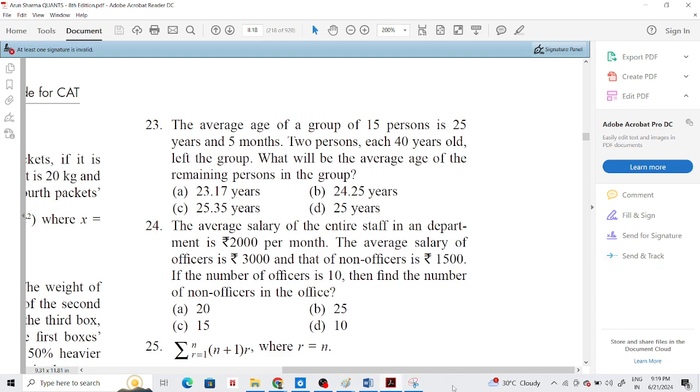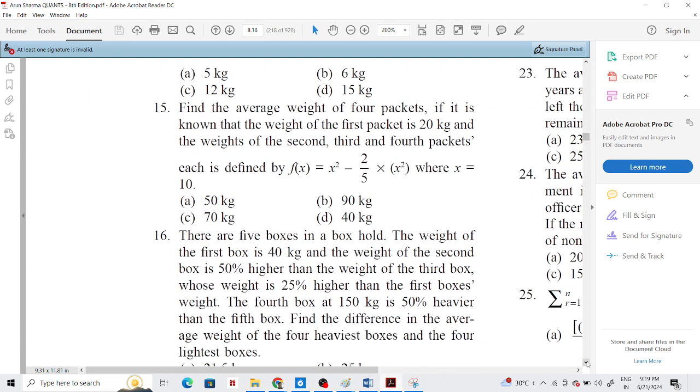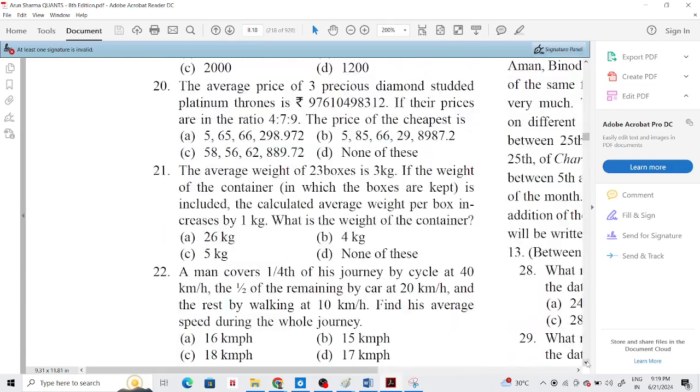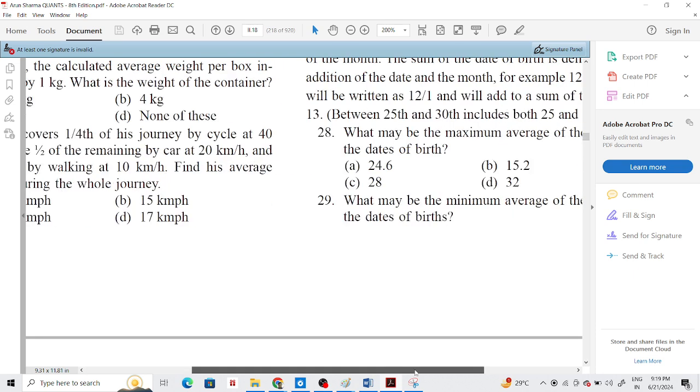Okay, let us do another one. Now we will do one direction sum, which is important for both CAT as well as MAT. This direction sum is very important, but it doesn't involve much calculation.